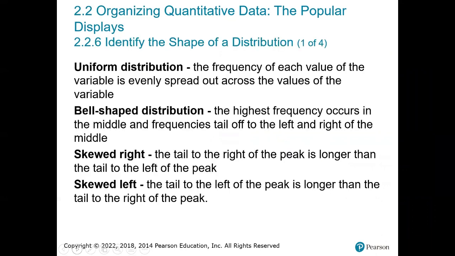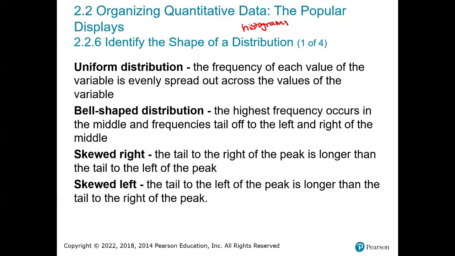Okay, so the next part we're going to talk about here is the shape of these distributions. So this we can discuss when we're really looking with histograms. Okay, we can talk about the shape. So we have 4 different shapes that can happen: uniform, bell, skewed right, and skewed left. So I'm going to describe them here, and then I'll show you an image of them on the next slide.